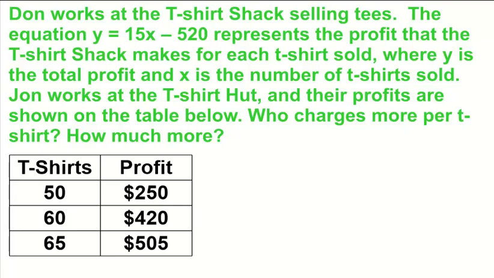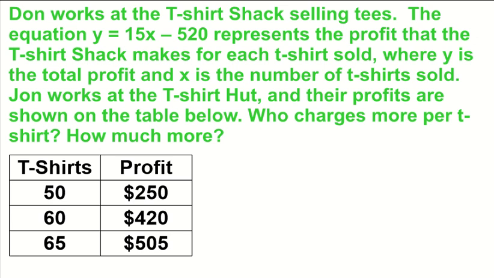All right, so we've got Don, who works at a T-shirt shack selling tees. The equation y equals 15x minus 520 represents the profit the T-shirt shack makes for each T-shirt sold, where y is the total profit and x is the number of T-shirts sold. John works at the T-shirt hut, and their profits are shown in the table below. Who charges more per T-shirt? How much more? So what are we looking for?